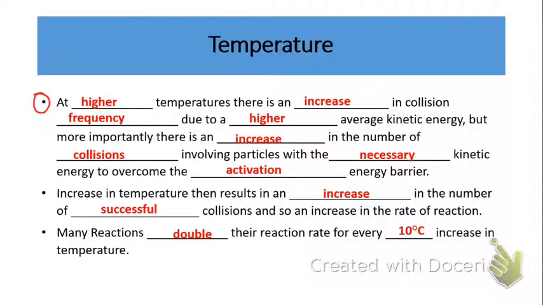Number 1, at a higher temperature, there is an increase in collision frequency. This is due to a higher average kinetic energy that the molecules are going to have. But more importantly, the second factor here, there is an increase in the number of collisions involving particles with the necessary kinetic energy to overcome the activation barrier. So this statement indicates the two important factors that would generate an increase in the rate of the reaction due to an increase in temperature.